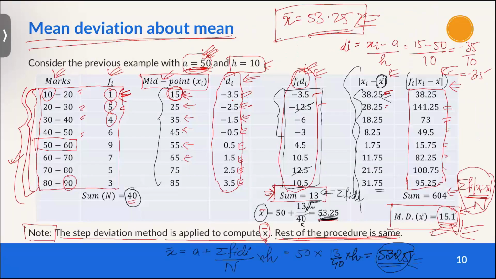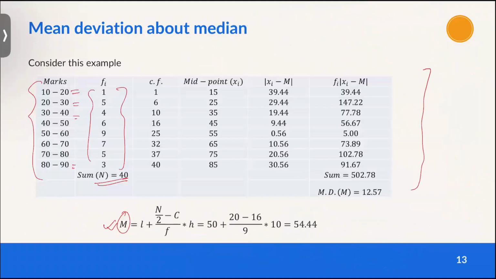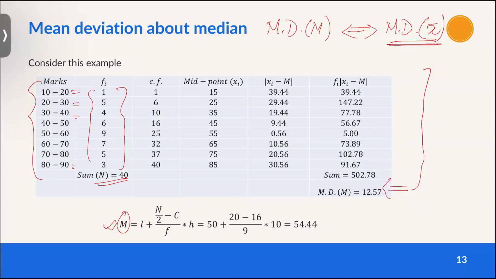Now the only difference is we are calculating the mean deviation about the median. Earlier we were doing mean deviation about the mean. Therefore, this value is not the same as the previous value. Earlier we were getting 15.1. Why? Because we were doing the deviation from the mean and not the median. So here we will do it from the median.